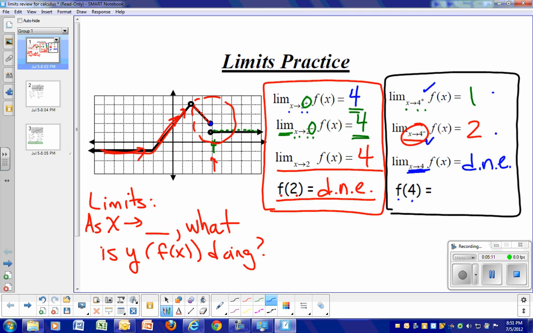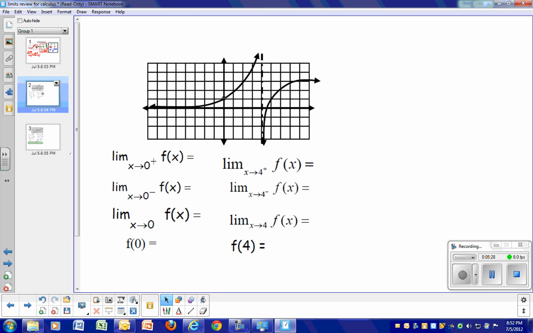There is a function value at 4. It's this colored in dot. This is a hole. That's not a point. That is the absence of a point. This is 2. Okay? So understand that things don't necessarily have to match up all the time. Sometimes they do, but sometimes they do not.